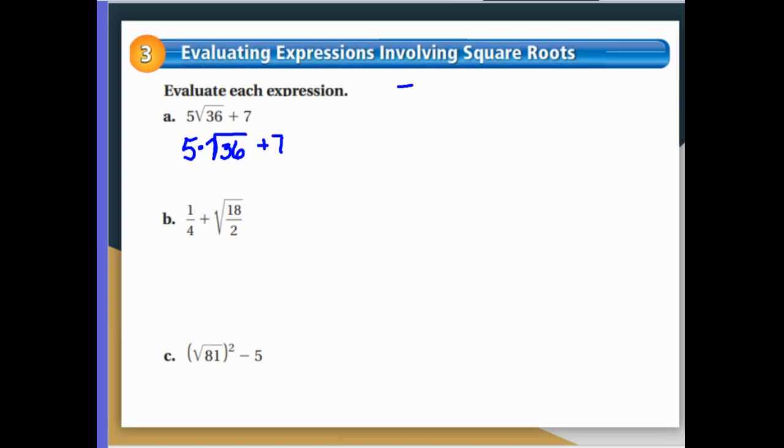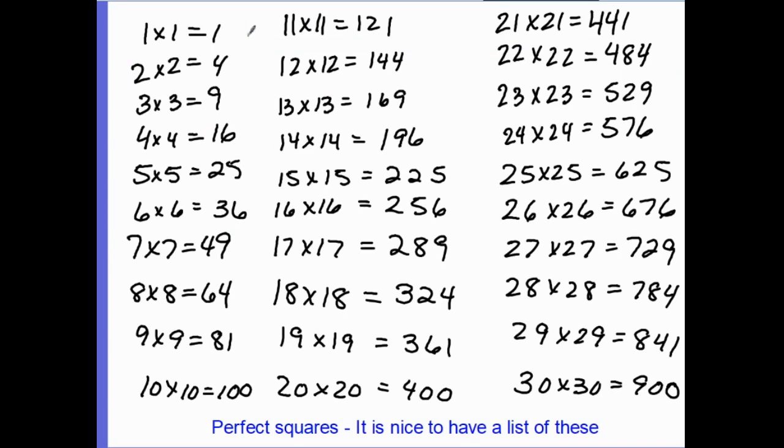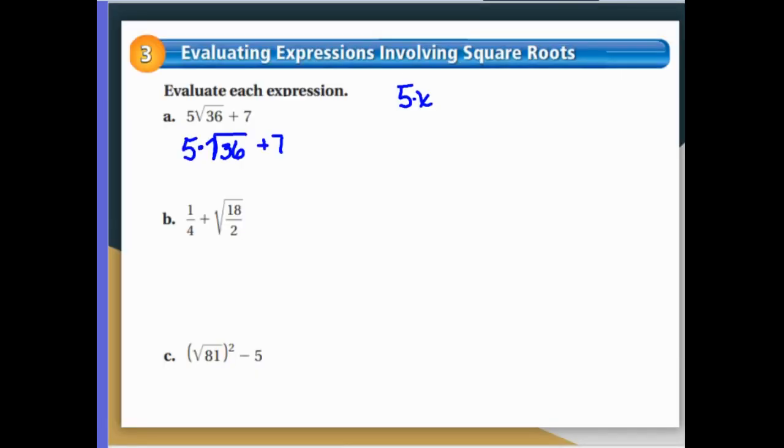It's kind of like when you see a 5x. If they're sitting right next to each other with nothing in between, it means multiply. Same thing goes with a square root. So if we wanted to evaluate this, we need to know what is the square root of 36. Looking at our chart, looking down the row for 36, here it is. We see 36 is 6 times 6. So the square root of 36 is 6. So if we multiply 5 times 6 and we add 7 to it, we would get 37.